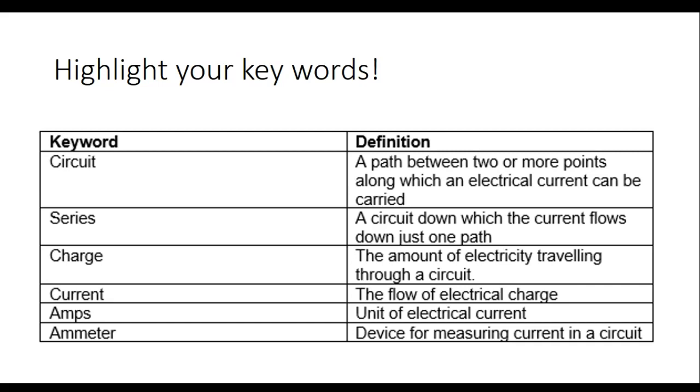The charge is the amount of electricity travelling through a circuit. The current is the flow of electrical charge, so it's the flow of electrons. Amps is the unit of electrical current, and an ammeter is a device for measuring current within a circuit.